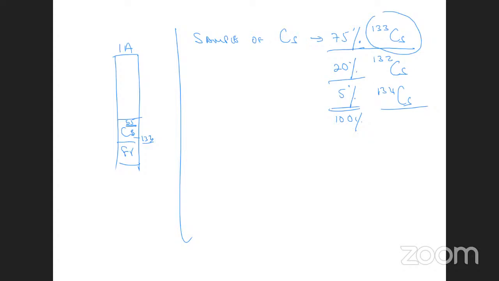Now, in order to calculate the cesium average atomic mass, what you do is you take the mass of this 75%, take the mass of this 20%, take the mass of 134, and then you get the value. That would be the average. Cesium exists in 3 forms, but the average atomic mass has to be the contribution from all 3. 133, 75% contribution, 132, 20%, 134, 5%. So the calculation is done in this way.